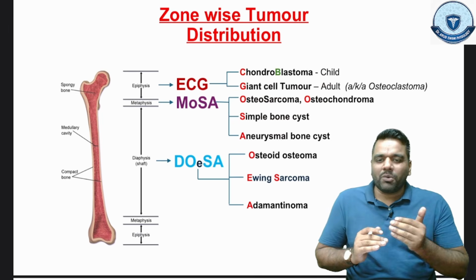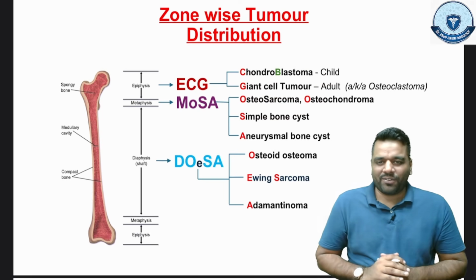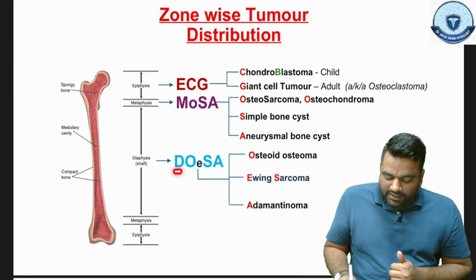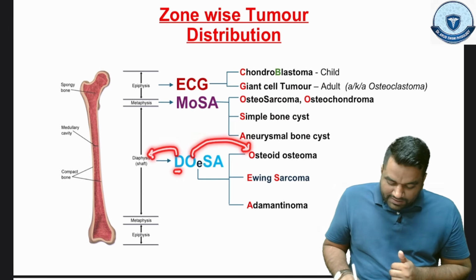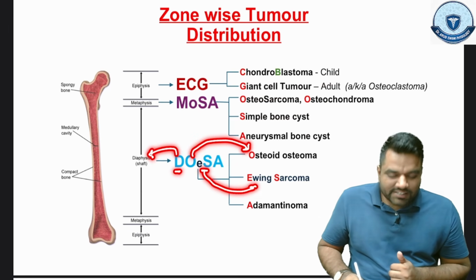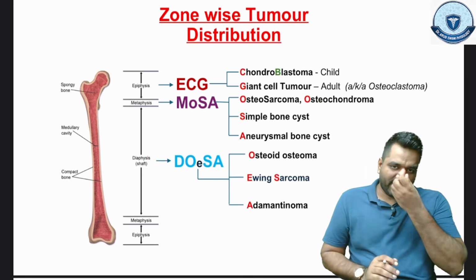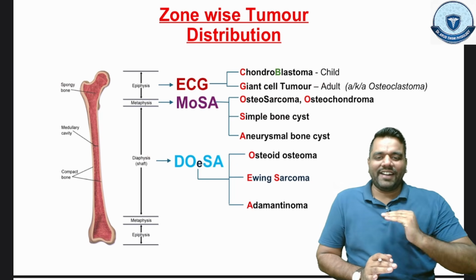You should not pronounce it as dosa, you have to say DOESA, by slightly changing the accent, right? So in this DOESA, D stands for diaphysis area, O stands for osteoid osteoma, ES stands for Ewing sarcoma, and A stands for adamantinoma, right? So this is how you can easily remember ECG, MOSA and DOESA, right?